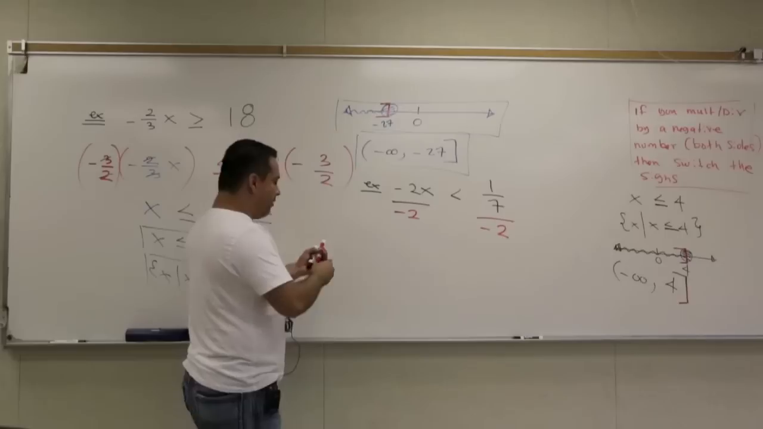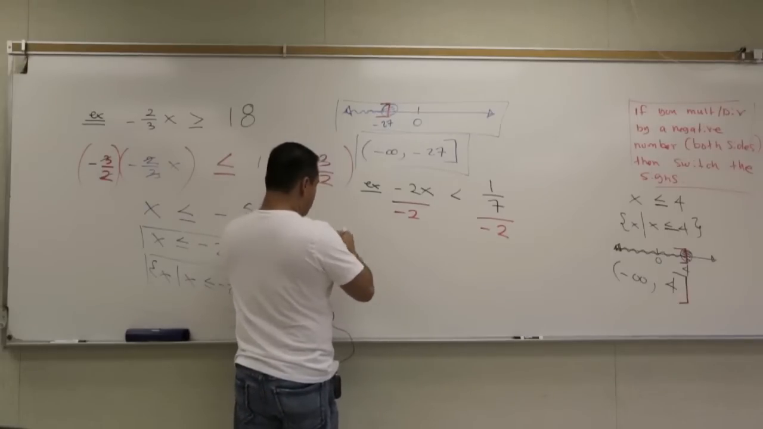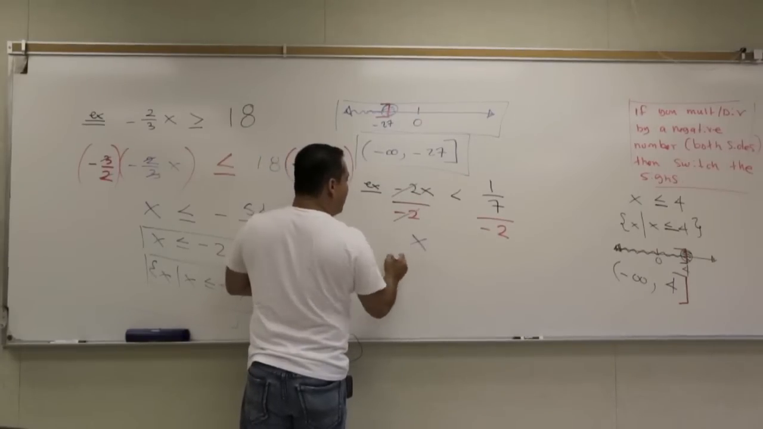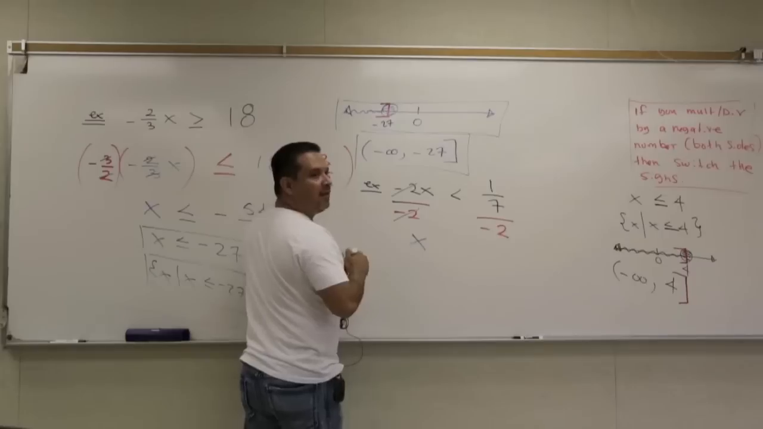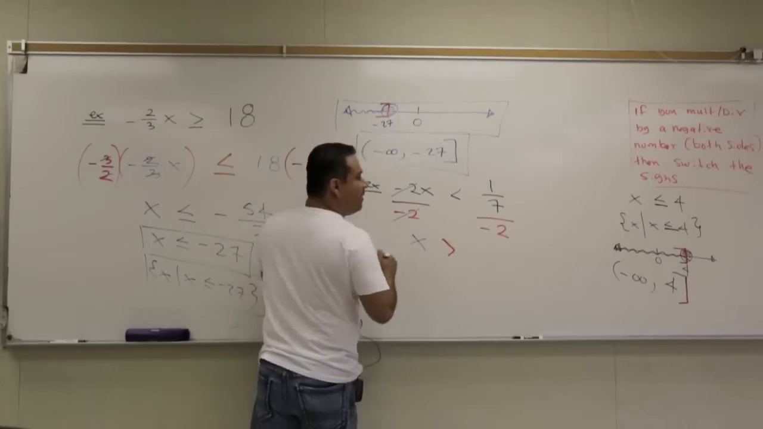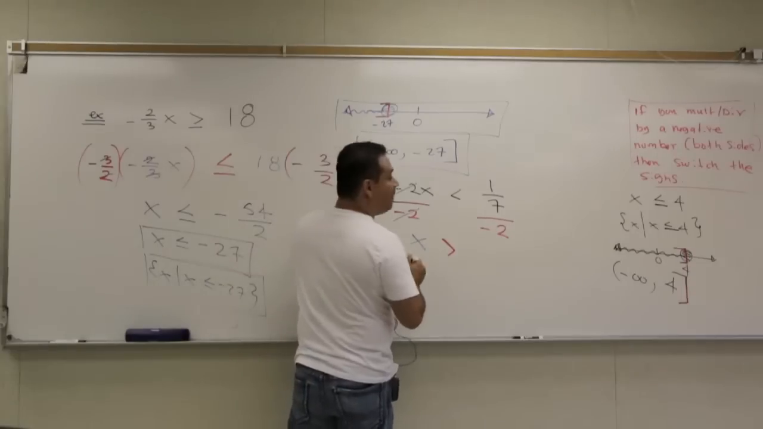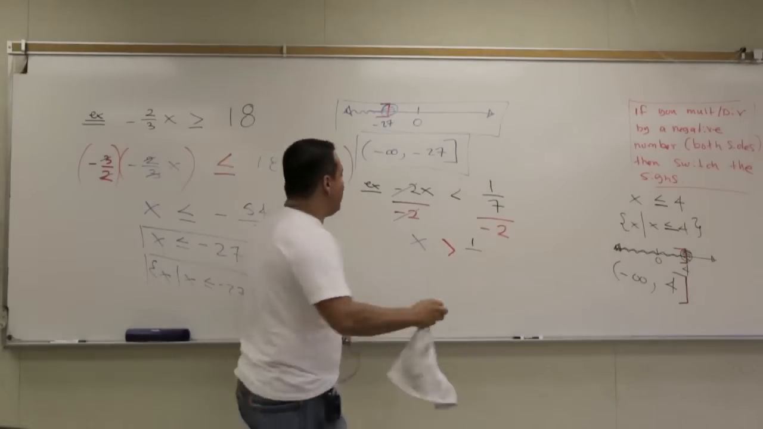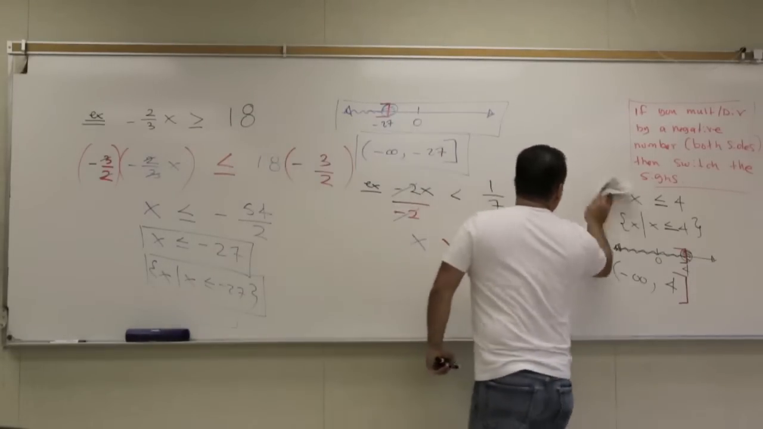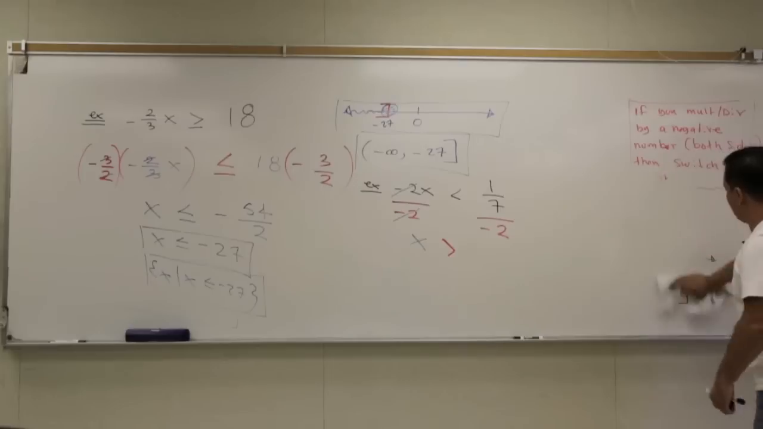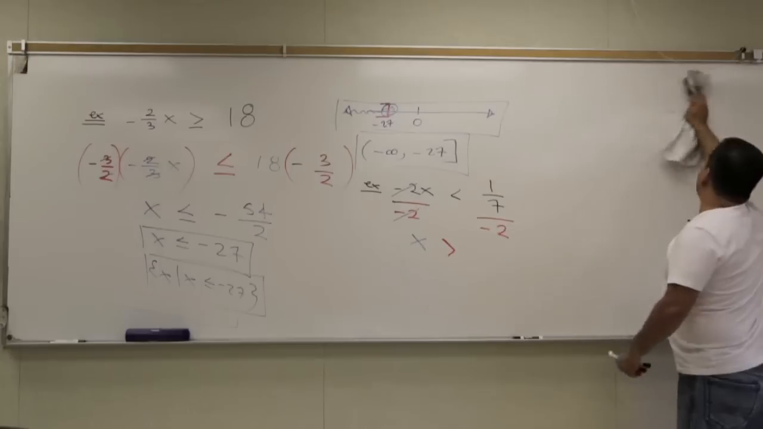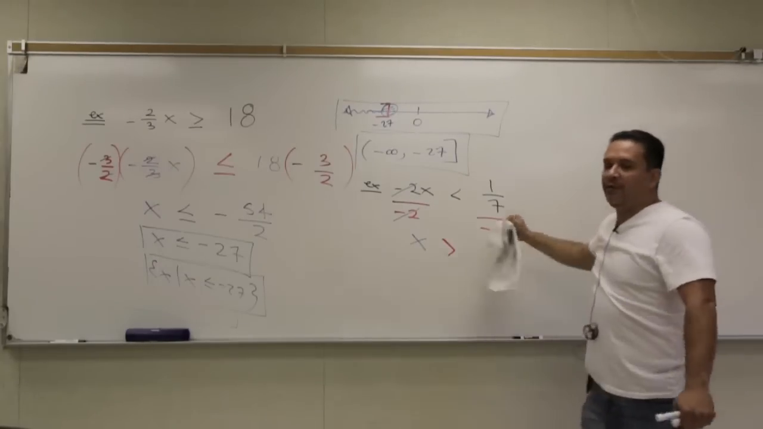So what I want to show you here is what's going on. This goes away, and you get x. What's happening with that less than sign? It switches to greater than. And then what do you have? 1/7. I want to emphasize this concept right here, because people look at this and they're not quite sure what to do. I know you guys are sure because we covered that kind of thing in review.